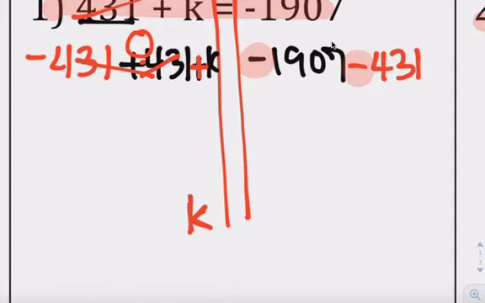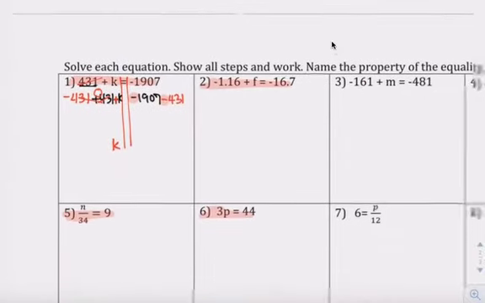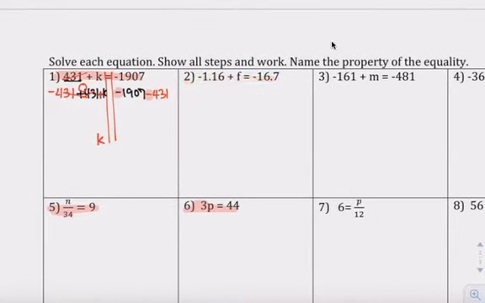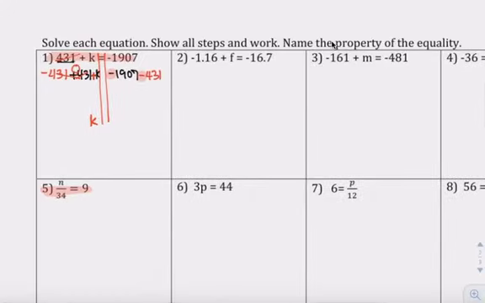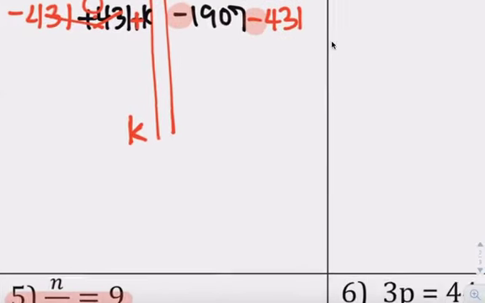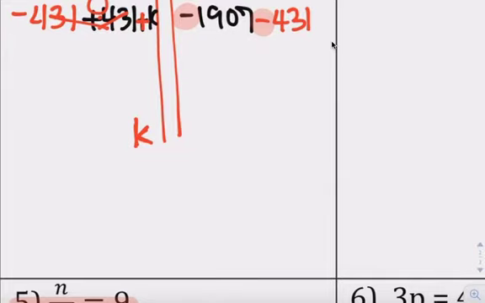No calculators. You know what? I'll let you use the other one with a calculator, but this row, these three problems, you can't. No calculator on these three problems. Negative 907 minus 431.